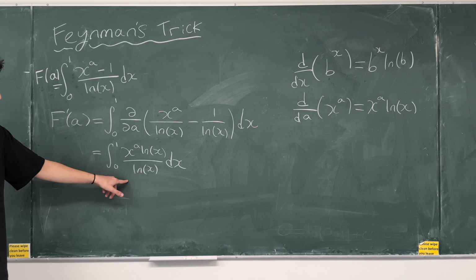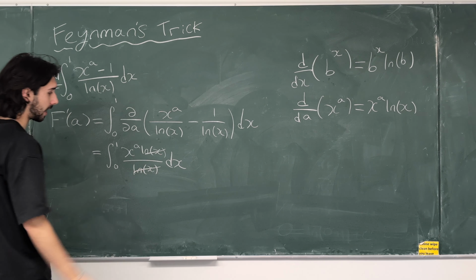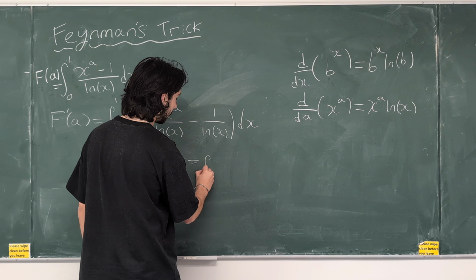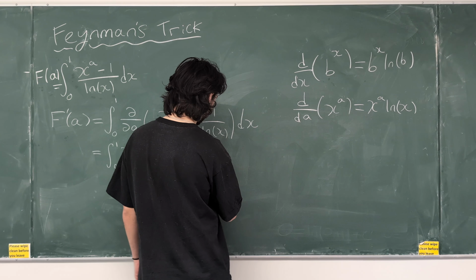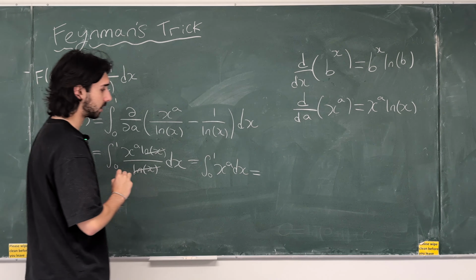So this is the derivative of our function f of a. It's this thing here. Okay, and a bit hand wavy, I know, but we just cancel these out. Okay, just trust me. And we end up getting this, the integral from 0 to 1 of just x to the a dx, okay? Just like that.